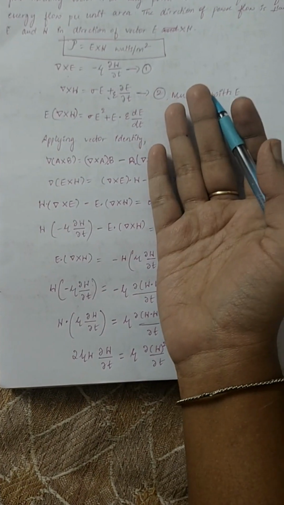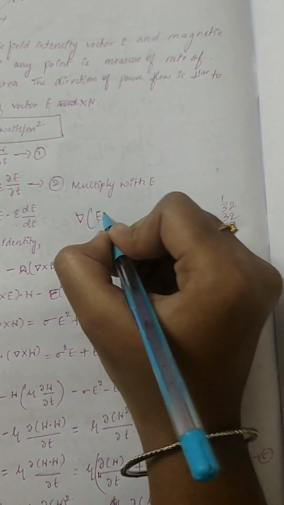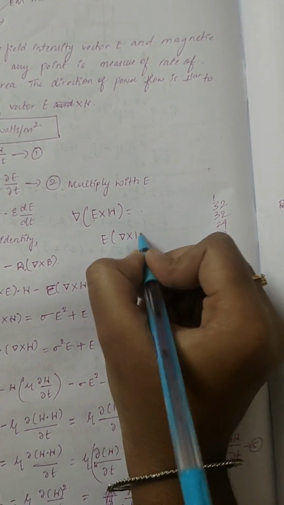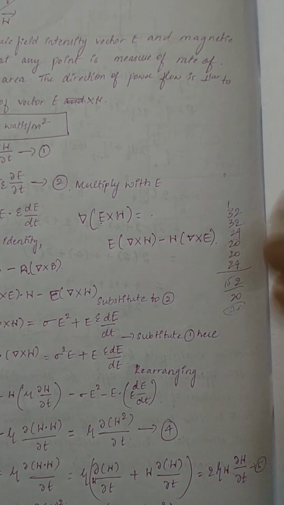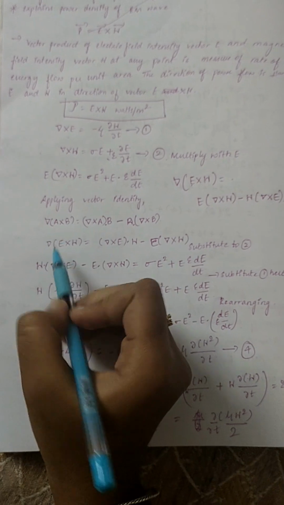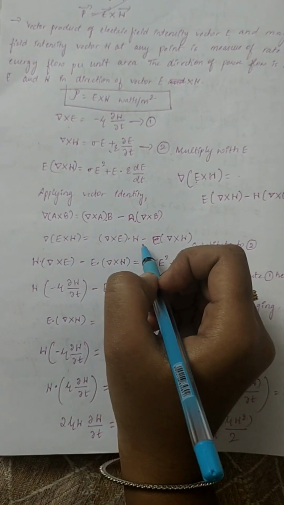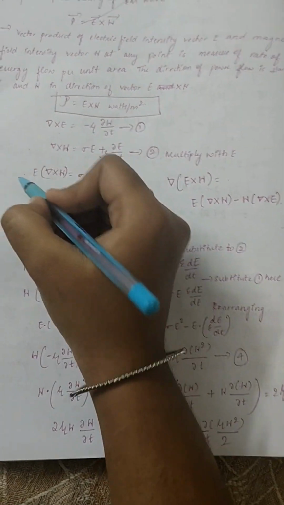What is that vector identity? Now if you have del dot E cross H, this can be written as H dot del cross E minus E dot del cross H. So this is the vector identity. So I have written here that del dot E cross H is equal to del cross E dot H minus E dot del cross H. This thing we will substitute in this equation, in equation 2.